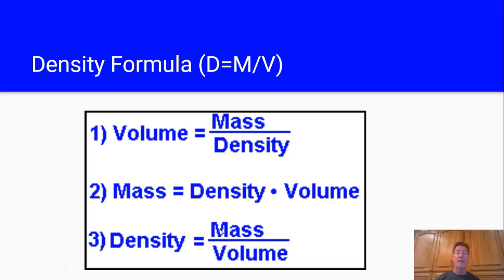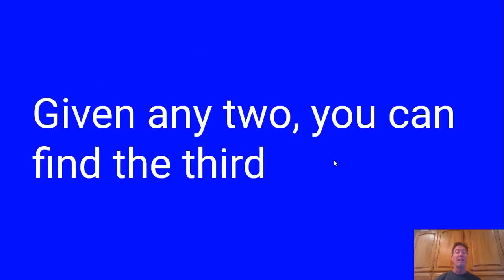So here's density. Density is mass over volume. But if you want to solve for mass, then you're going to multiply both sides by volume, giving you density times volume equals mass. So remember that you can manipulate these three different ways. Given any two, you can always find the third.